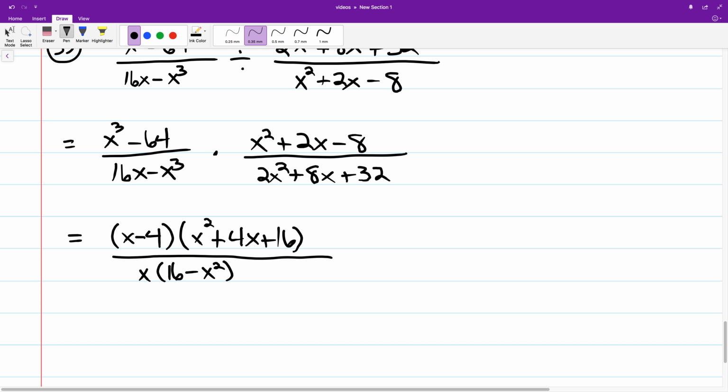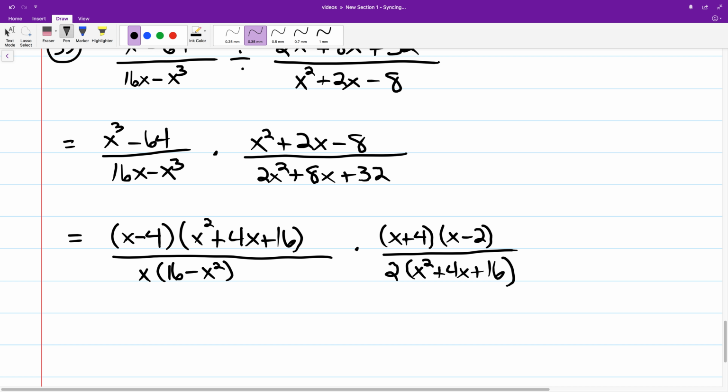And this part can be factored even further. For x squared plus 2x minus 8, I have the quantity of x plus 4 times the quantity of x minus 2. And for 2x squared plus 8x plus 32, the greatest common factor is going to be 2, and we have times the quantity of x squared plus 4x plus 16.